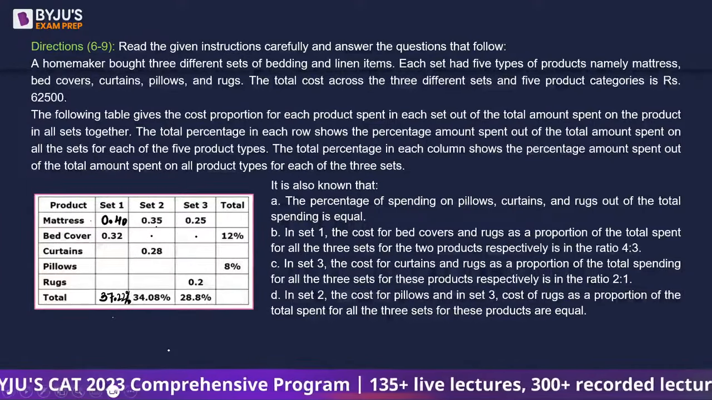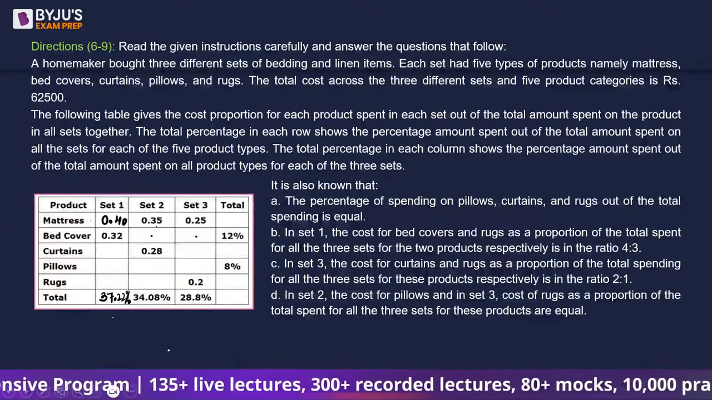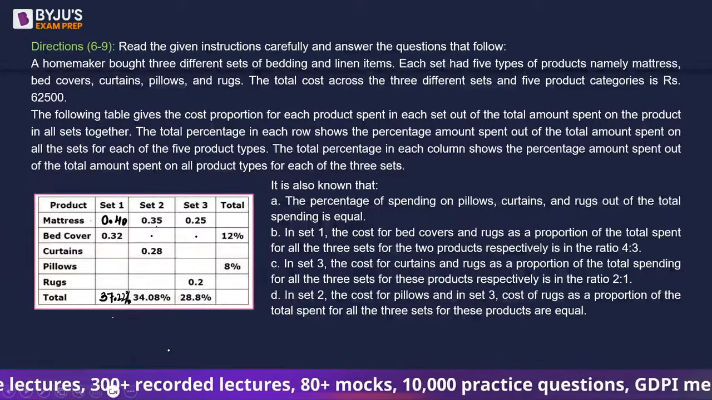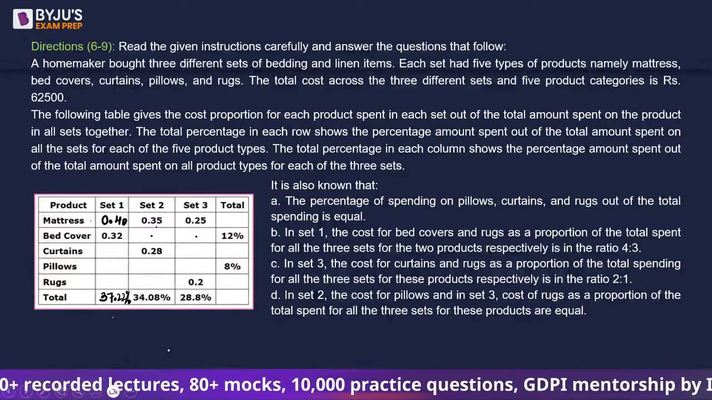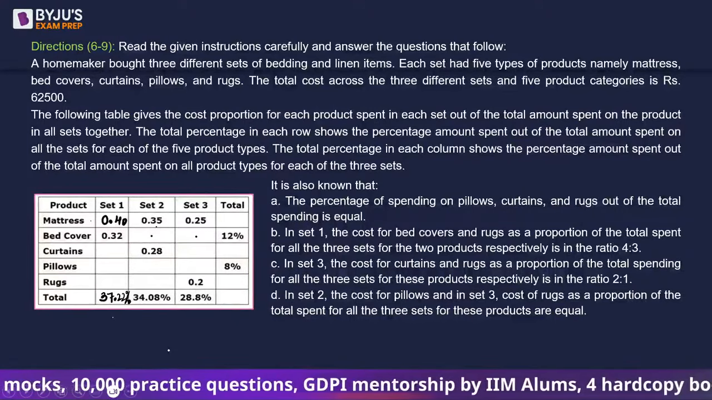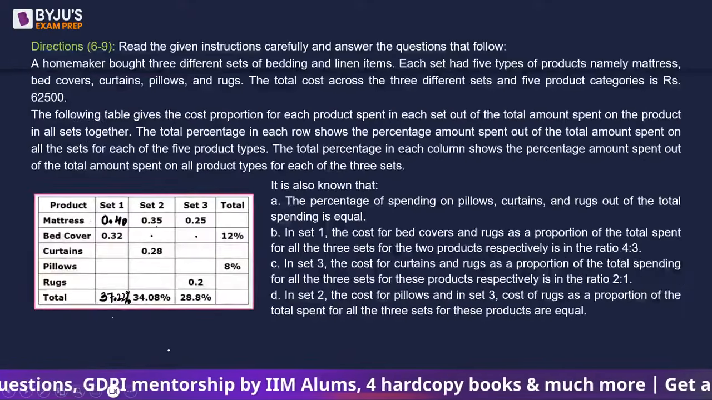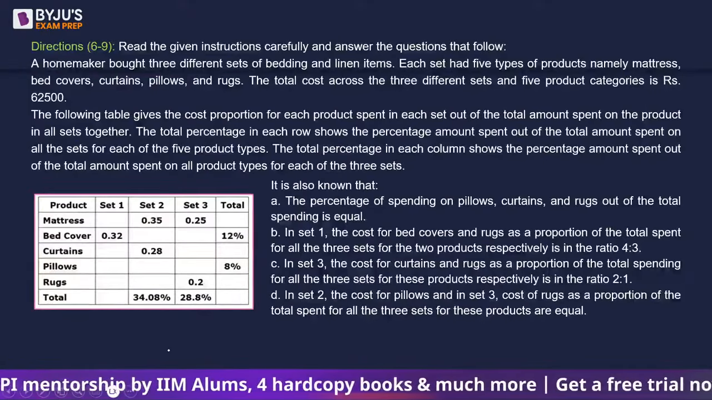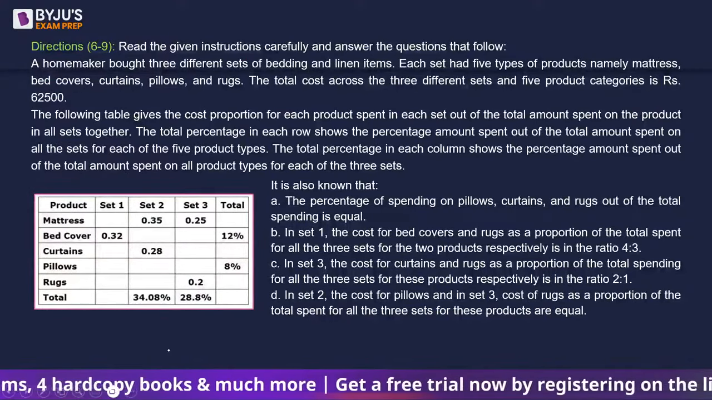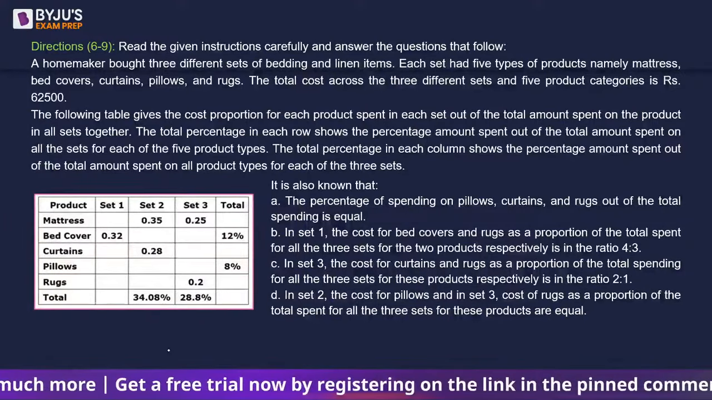Okay. It is also known that the percentage of spending on pillows, curtains, and rugs out of the total spending is equal. In set 1, the cost for bed covers and rugs as a proportion of the total spent for all the 3 sets for the 2 products respectively is in the ratio 4:3 and so on. Right? So it is very important for us to understand what these values represent. Okay, what calculation do we have to do, what do we need.